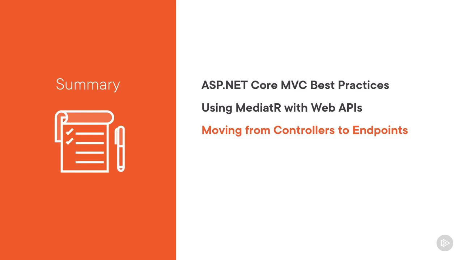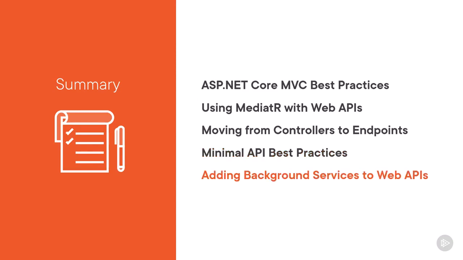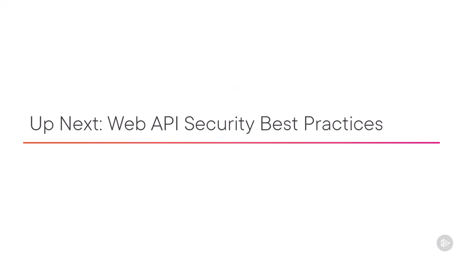Then we shifted gears and took a look at some best practices for working with and organizing endpoints defined using the minimal API approach. Finally, we wrapped up by showing how to perform background tasks in your app with support for scoped dependencies. Up next, we'll look at a few best practices for securing your web APIs.